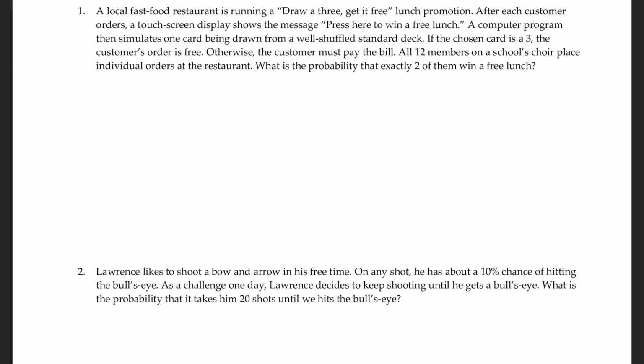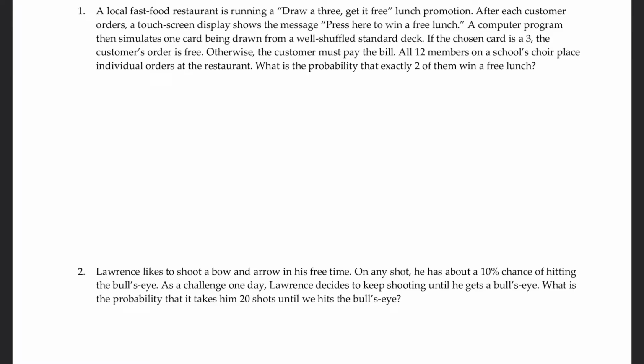A local fast food restaurant is running a draw a 3, get a free lunch promotion. After each customer orders, a touchscreen displays the message, press here to win a free lunch. A computer program then simulates one card being drawn from a well-shuffled standard deck. If the chosen card is a 3, the customer's order is free. Otherwise, the customer must pay the bill. All 12 members of a school's choir place individual orders at the restaurant. What is the probability that exactly 2 of them will win a free lunch?